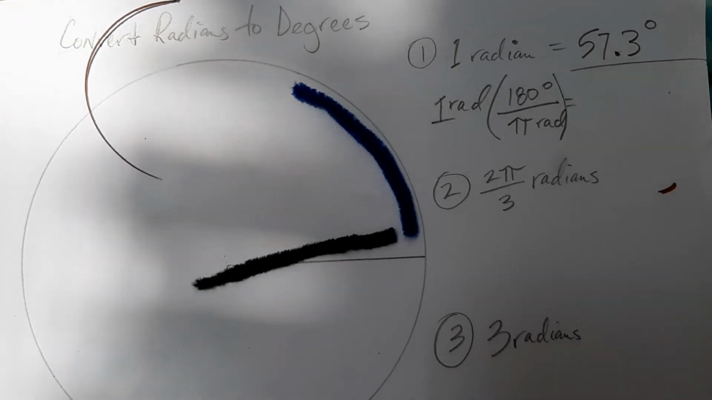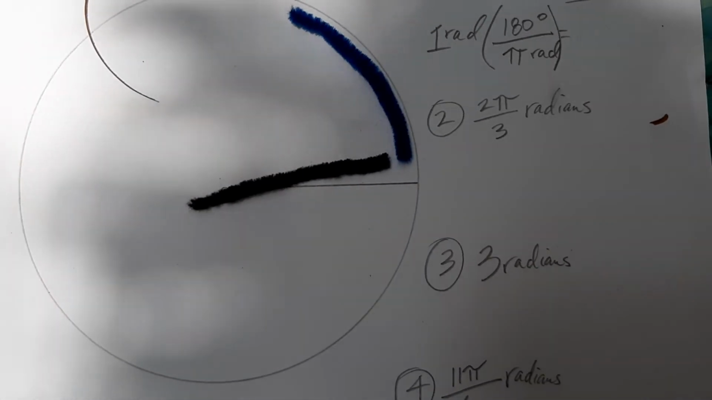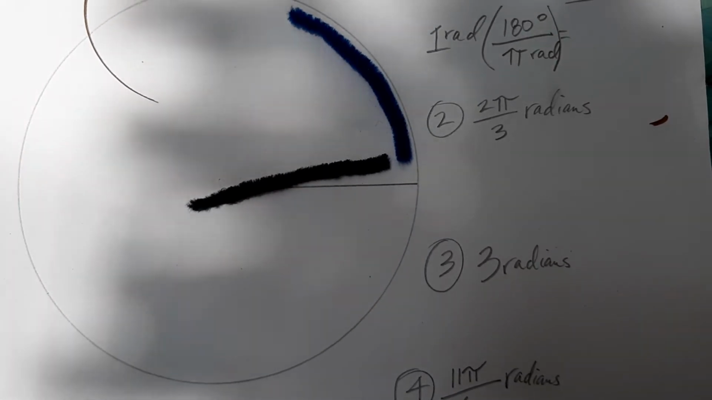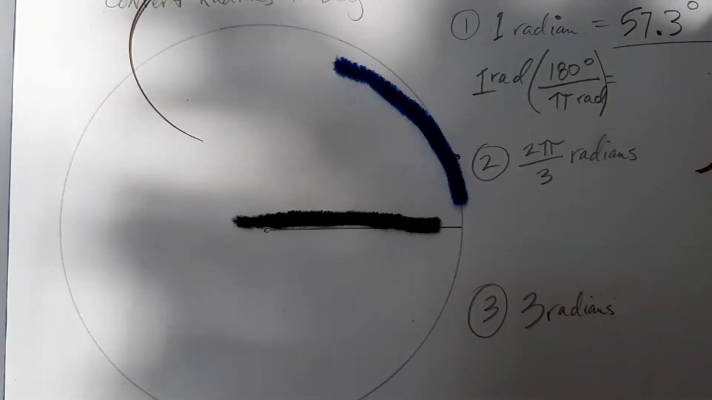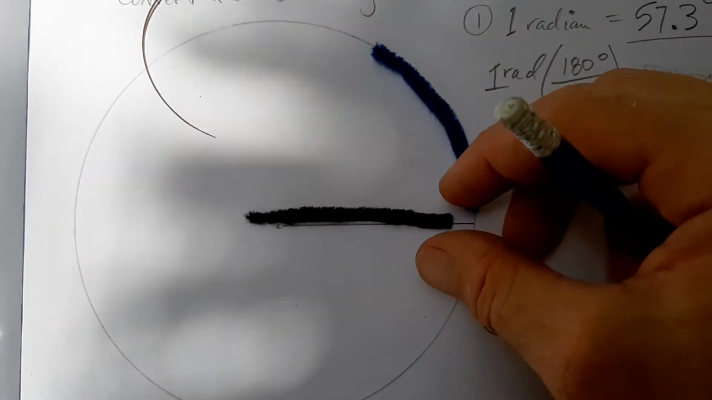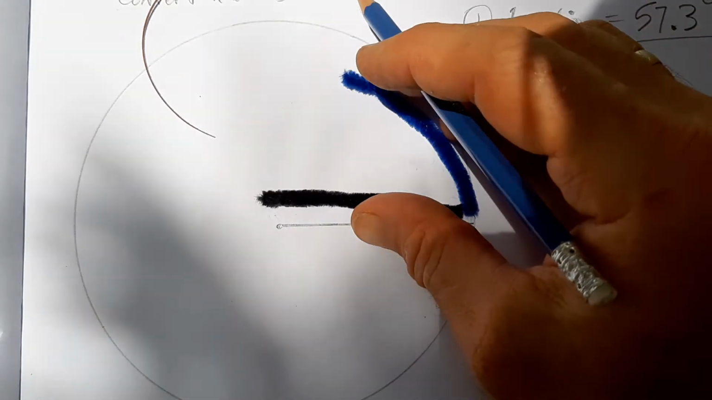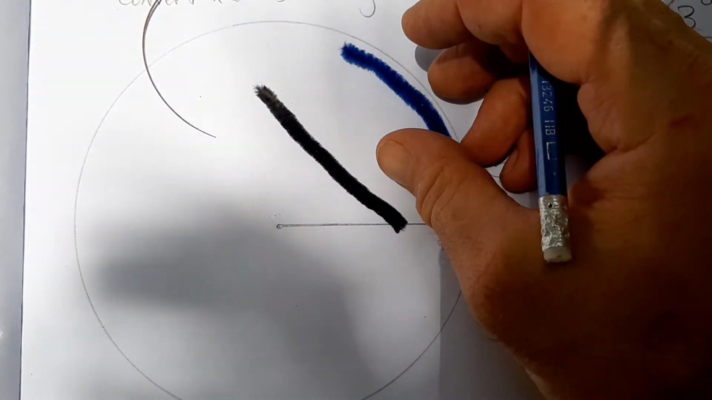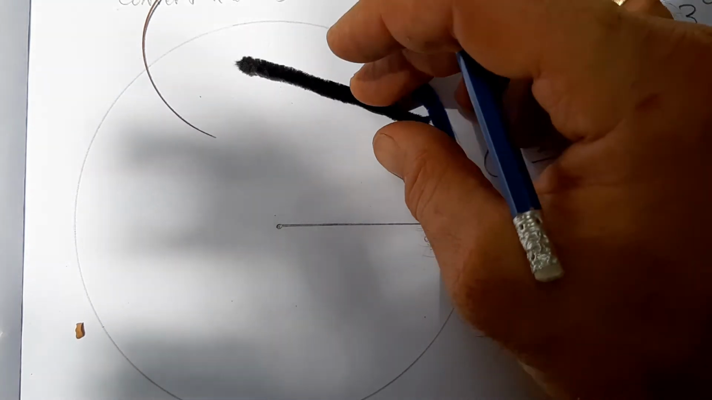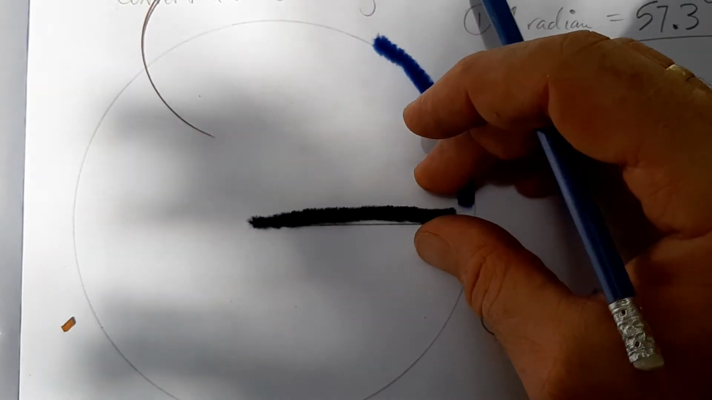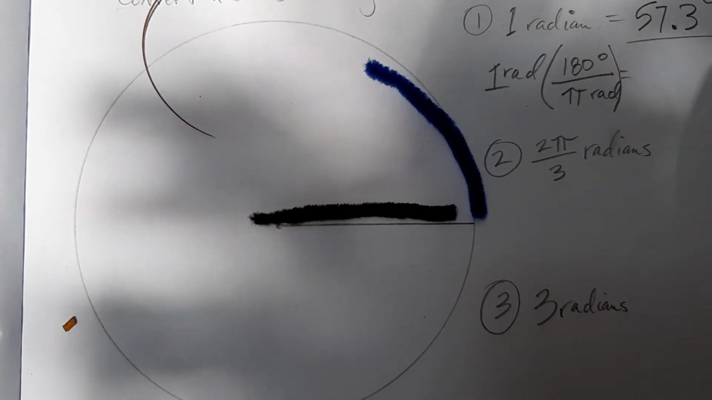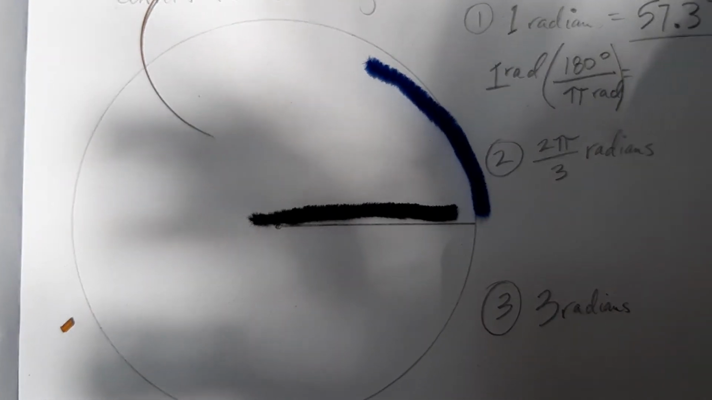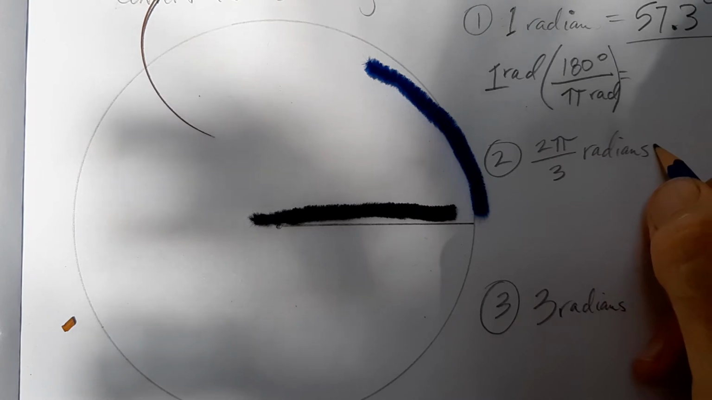Okay. All right, number 2, 2 pi over 3 radians. How many degrees is that? Do you remember that from last time? Well, what's pi over 3 radians? Do you got that one in your head? Pi over 3. Remember, pi is a little more than 3. So if I divide pi by 3, I get a little bigger than 1, right?